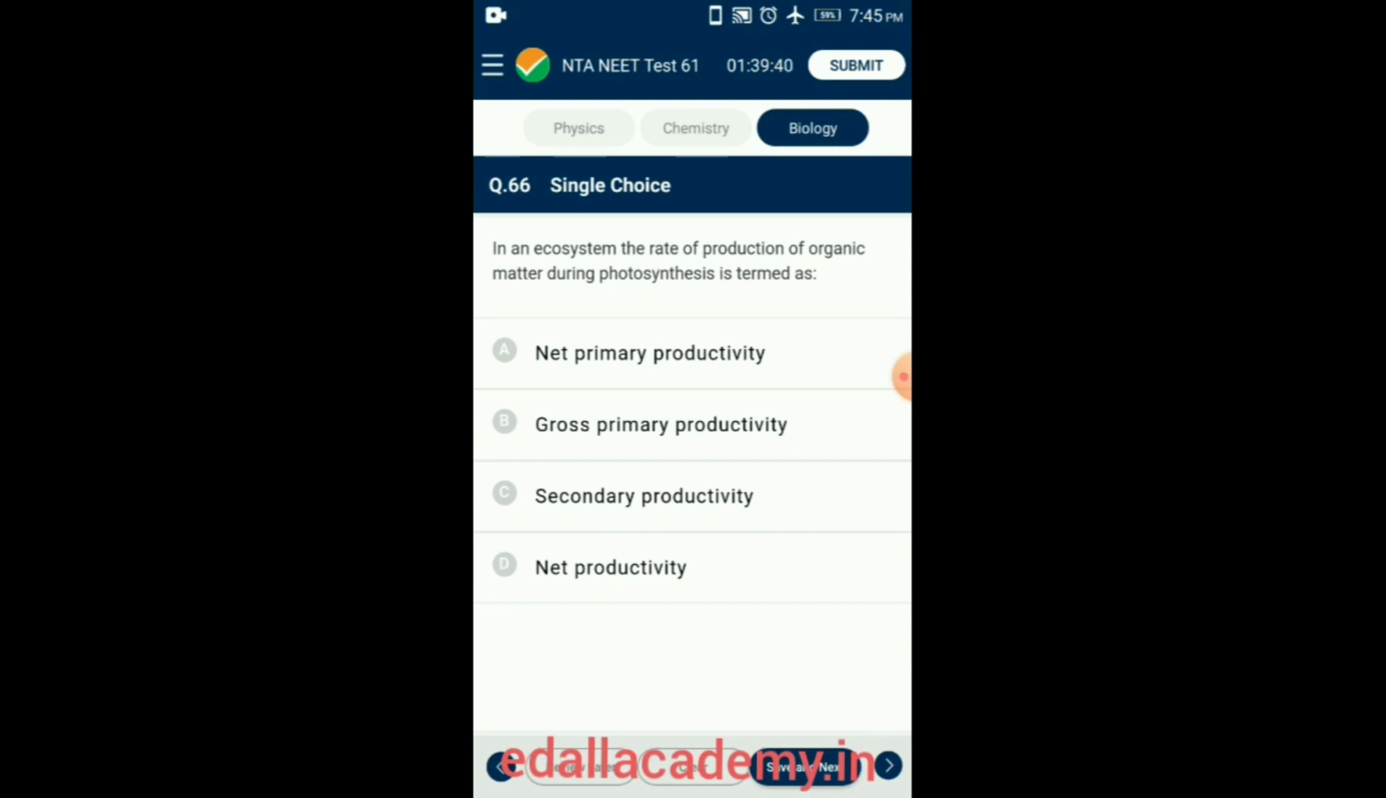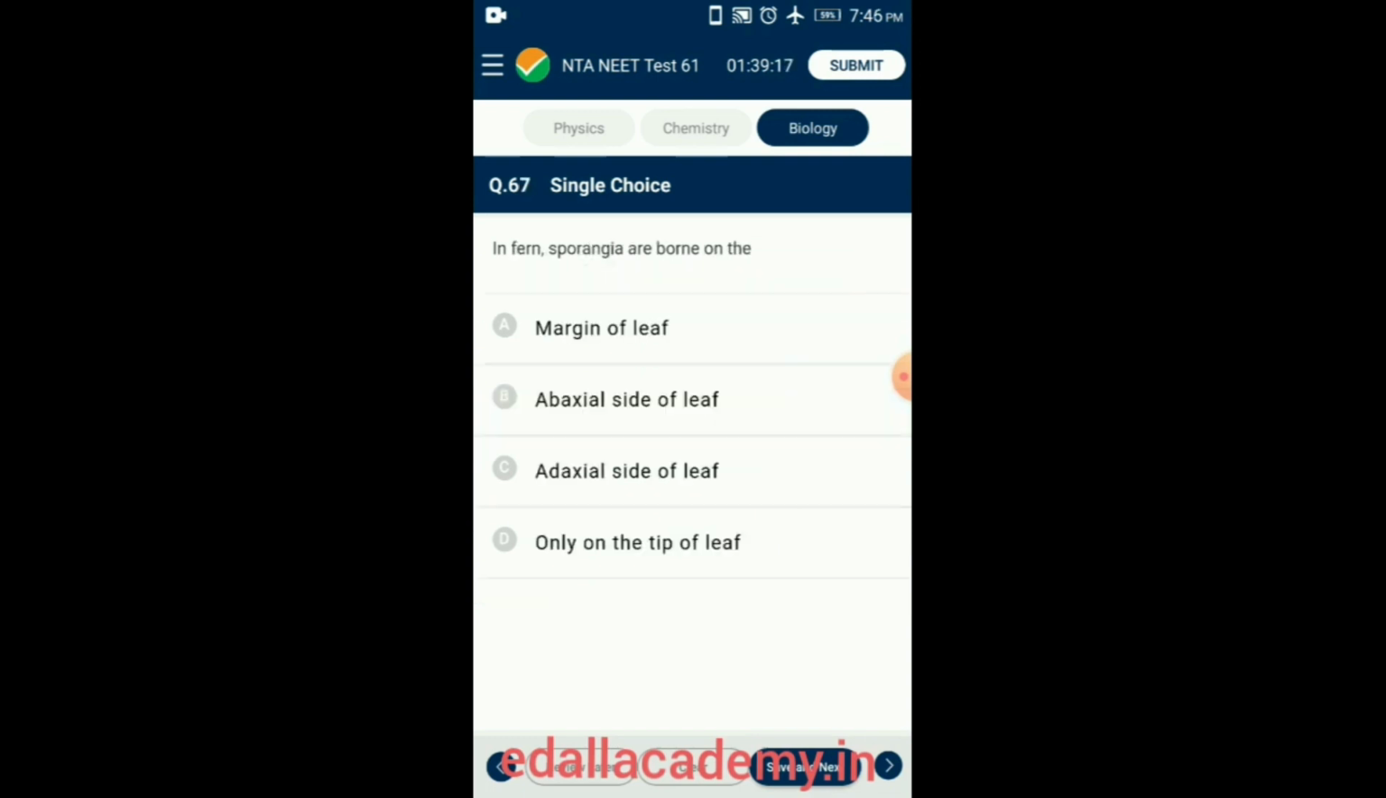Question number 66. In an ecosystem, the rate of production of organic matter during photosynthesis is termed as gross primary productivity, which is the amount of organic matter produced at a given length of time during photosynthesis. So the answer for this question is option B, gross primary productivity. Question number 67. In fern, sporangia develop in groups on the undersurface of the leaves and leaflets, laterally or marginally. So the answer is option A, margin of leaf.